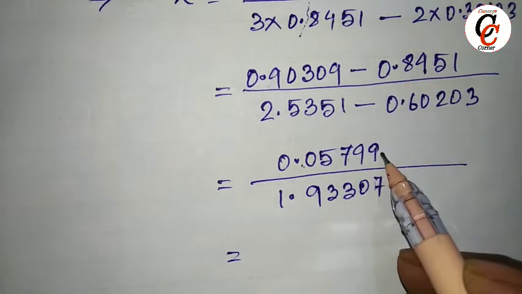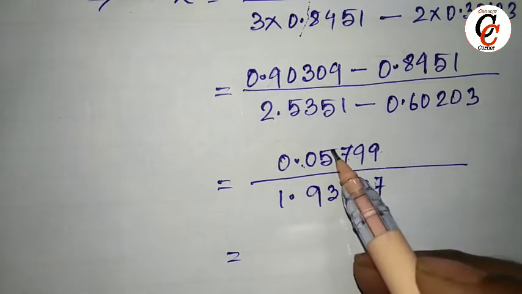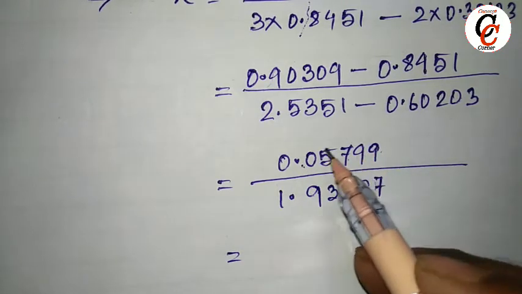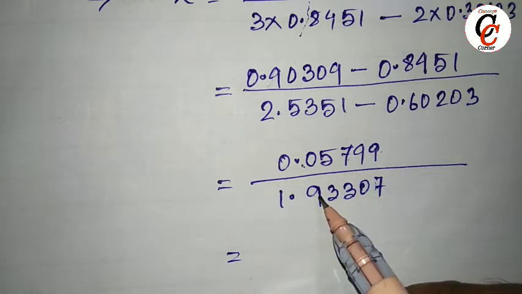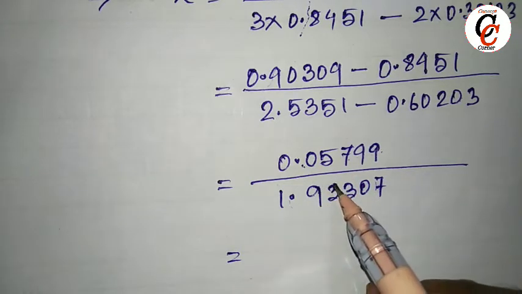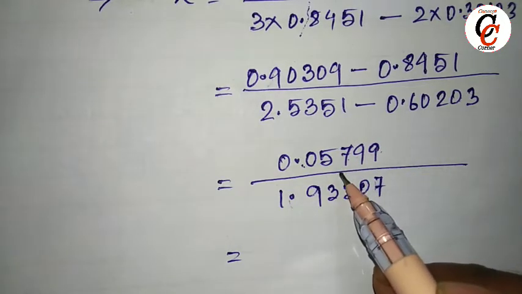So after multiplication we get this value. Now we have to subtract. After subtracting, you will subtract yourself. I am writing the answer. The difference of these two numbers is 0.05799. The difference of these two numbers is 1.93301.